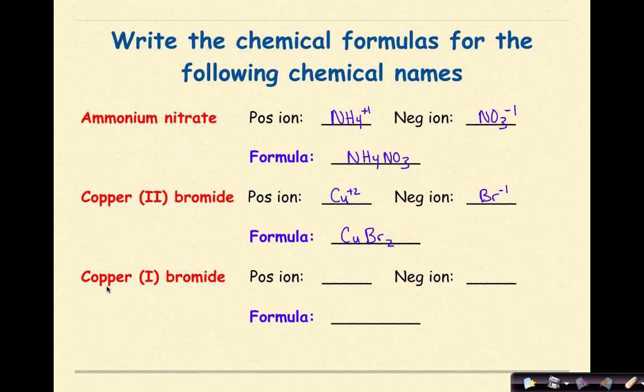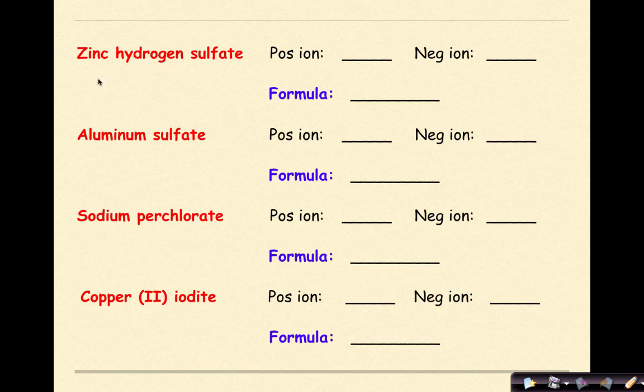CuBr2. Copper 1 bromide. The positive ion here is Cu +1. The bromide is going to be Br -1. So the +1 and the -1 are going to cancel each other out. So that's going to be CuBr. Let's look at the next one.